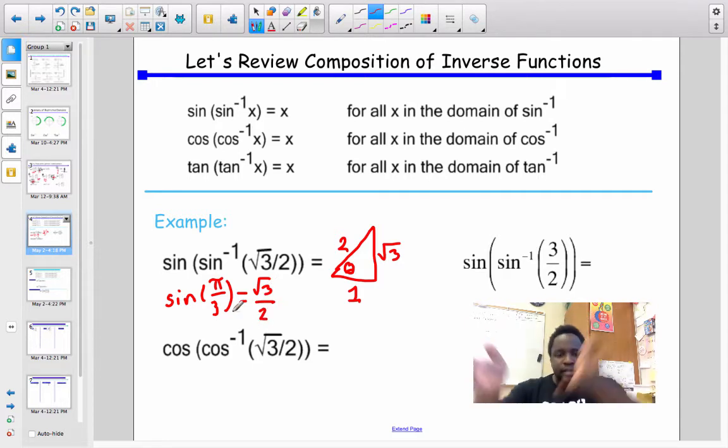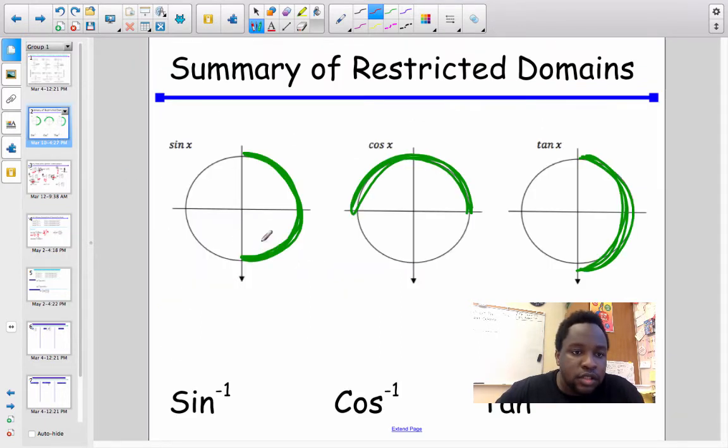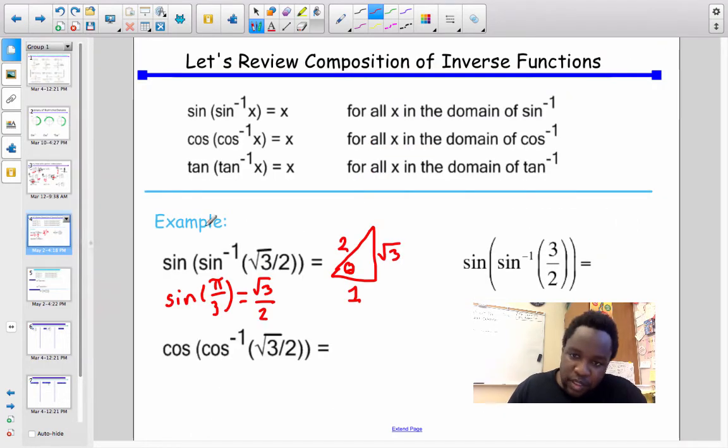So you could be saying, Mr. Jameson, it says up here, sine of inverse sine of x equals x. And square root 3 over 2 is in the domain of sine. Square root 3 over 2 is like when sine is up here. So it works, right? Yes. But it doesn't always work.